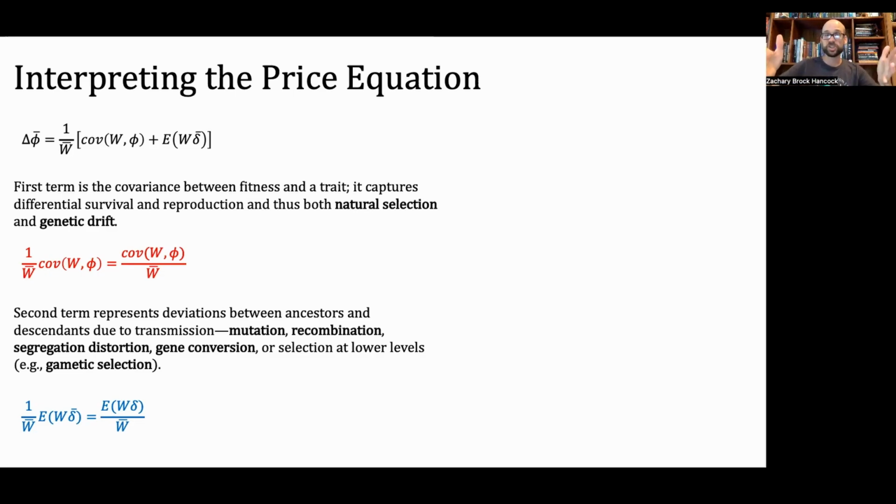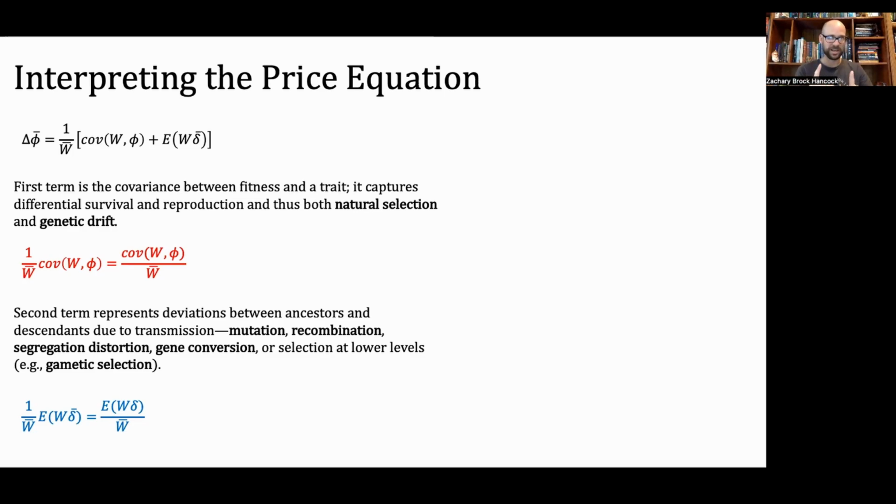Now, this transmission could be mutations, it could be recombination, it could be segregation distortion, it could be gene conversion, or it could even be natural selection happening at different levels than what you're presently looking at, including things like gametic selection and possibly things like group selection, multi-level selection.